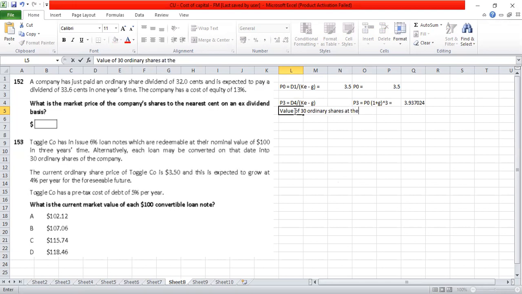at the end of 3 years is equal to, we just have to multiply 30 into 3.937024, let's put it as, is equal to, so we got something as 118.1107. Okay.